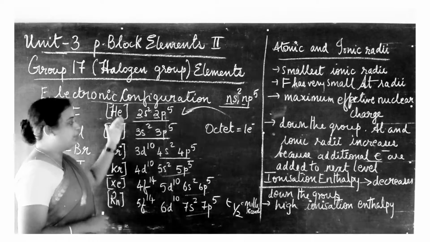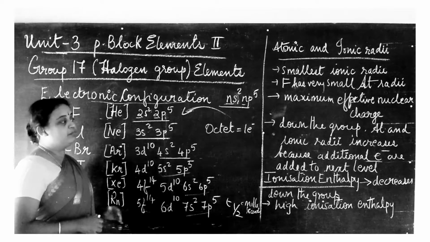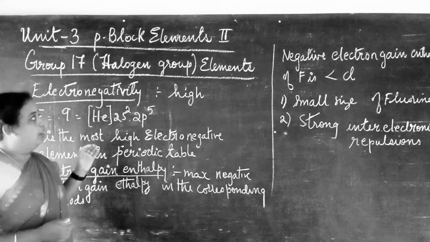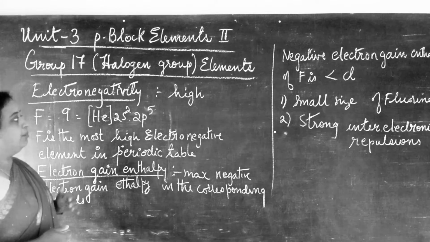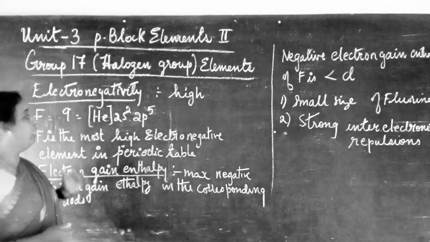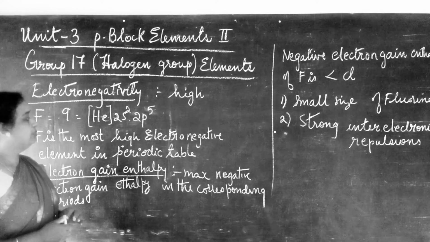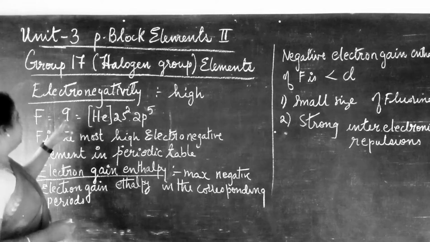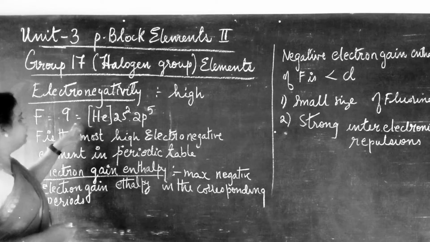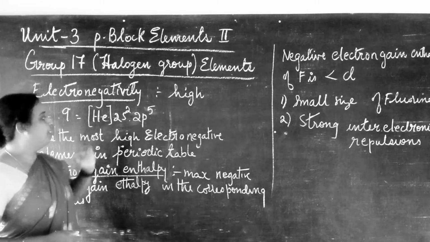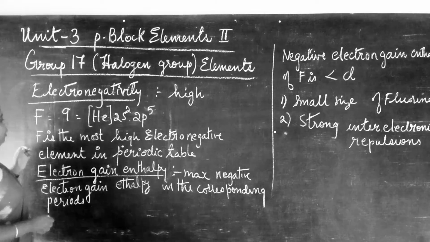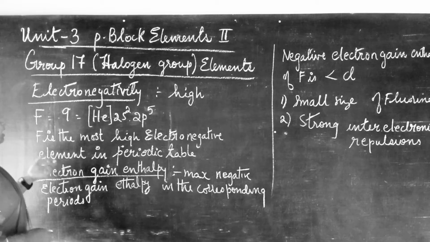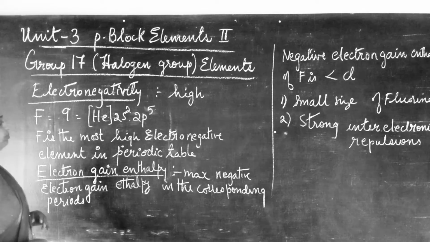This ionization enthalpy decreases as it comes down the group. While comparing with the other elements, fluorine has high electronegativity. Fluorine, we know, has atomic number 9, with electronic configuration helium 2s2 2p5. Fluorine is the most electronegative element in the periodic table.